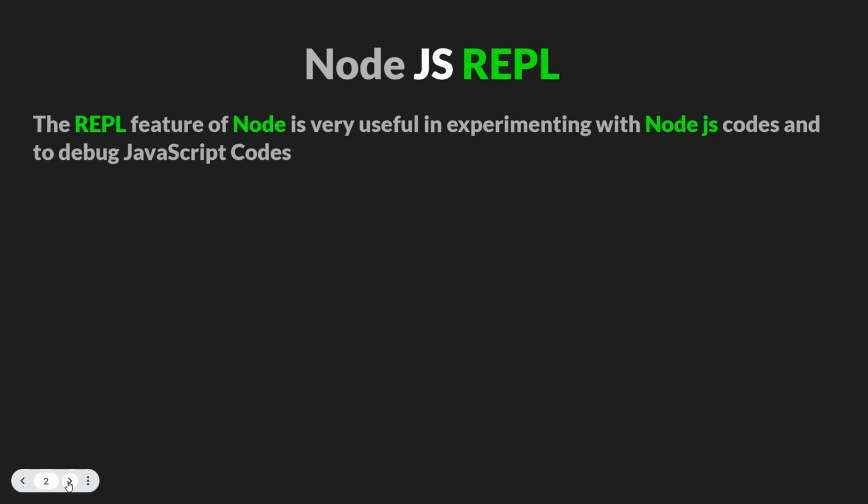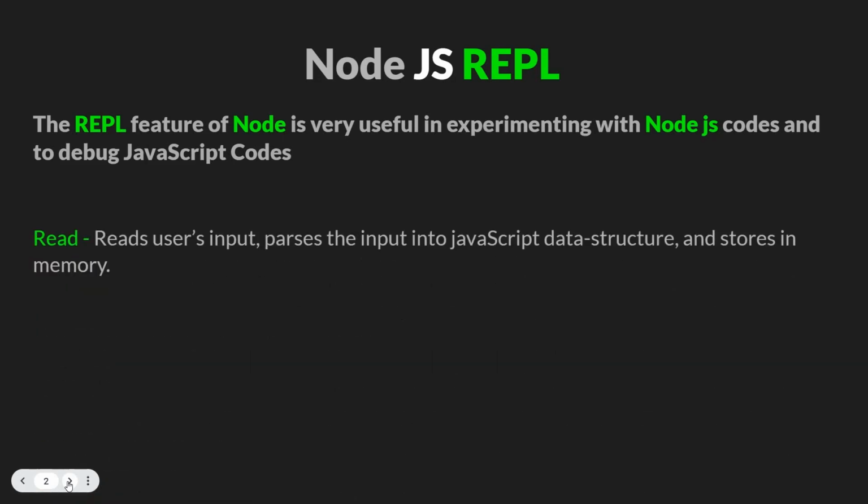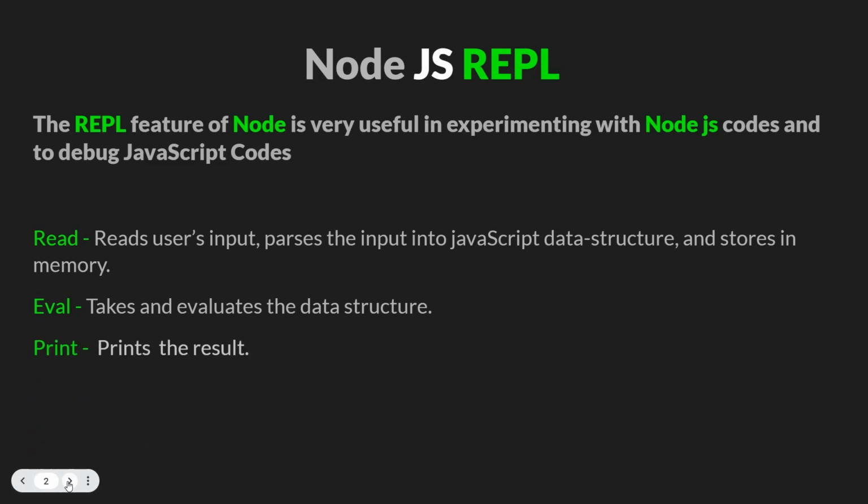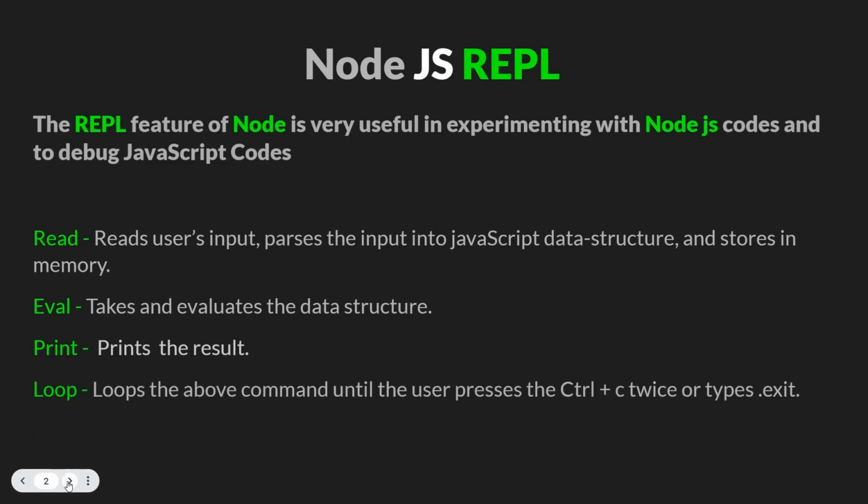Now let's learn about the components of REPL. The first one is read. Reads the user input, parses the input into a JavaScript data structure and stores it in memory. Evaluate. Takes and evaluates the data structure. Print. Prints the result onto the console. And the last one is loop. The process continues. So the cycle of reading, evaluating, printing and looping continues until the user exits the REPL.